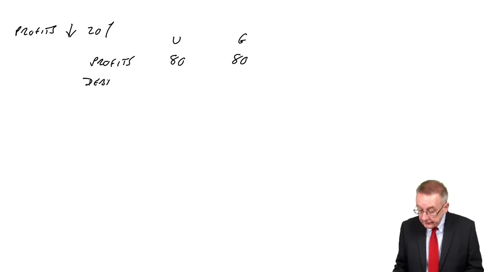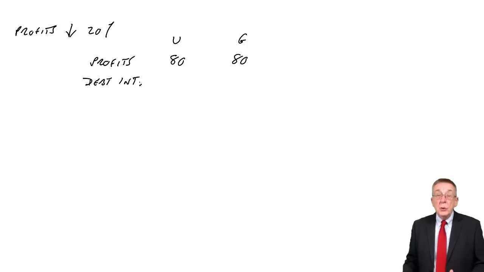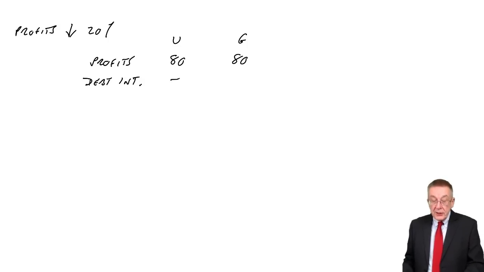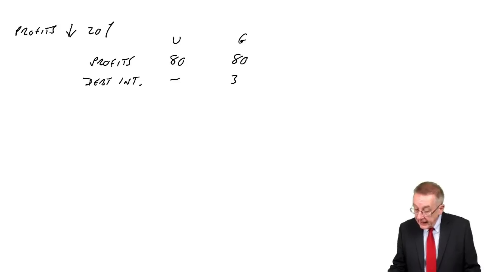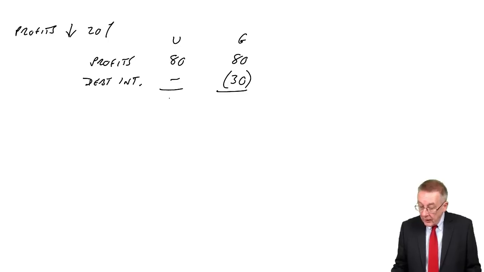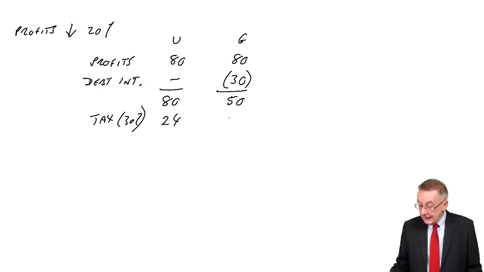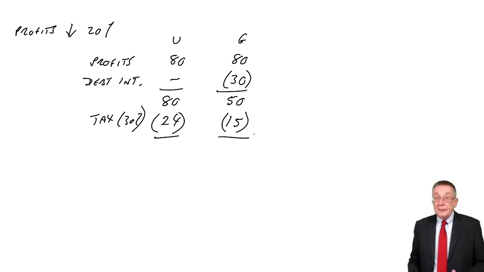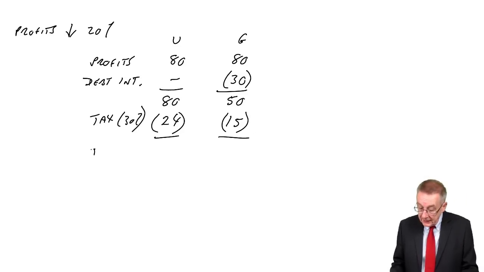The debt interest? Well, U has no debt borrowing, so no interest. G, they've still got to pay their interest of 30 a year. And so the profit before tax, 80 and 50. The tax at 30%, 24 and 15. And therefore, the dividends they can pay, it says they're distributing all their earnings here as dividend.